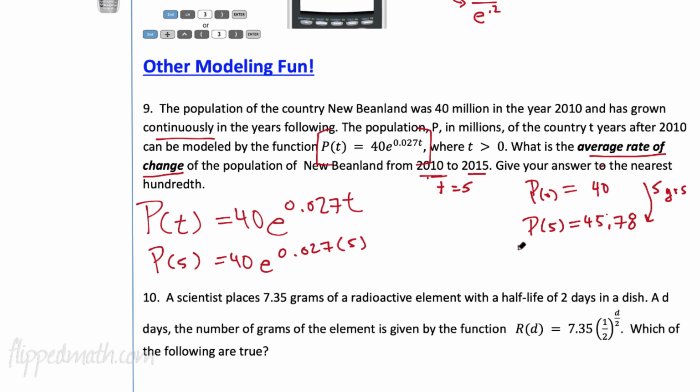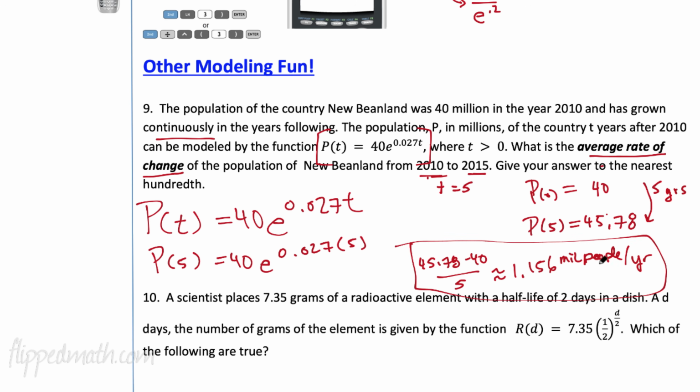We're going to get 40, ooh, that's ugly, 45.78 minus 40, all divided by 5, is going to give us our average rate of change, and that equals about 1.156. Now, let's put a unit on this. So 1.156 millions of people, let's make room. So 1.156 millions of people per year. Done. We answered that question.